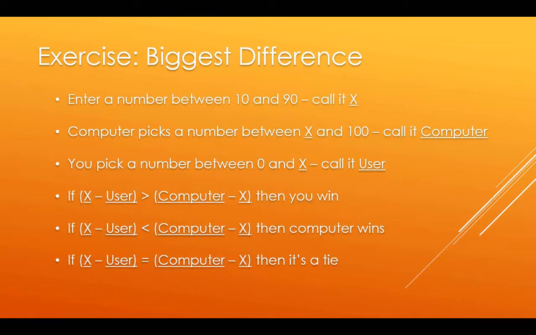Okay, so you are supposed to put in a value between 10 and 90. So you would want to make the value as big as possible to make sure that the computer didn't have a big range to choose from. So if you picked, say, 80, the computer could then only pick a number between 80 and 100. So the maximum difference it could get is 20, whereas you could get a maximum of 80. All right. So it's not an incredibly challenging game to win.